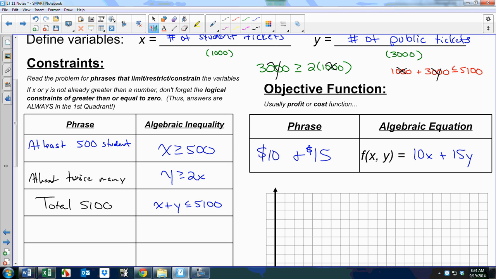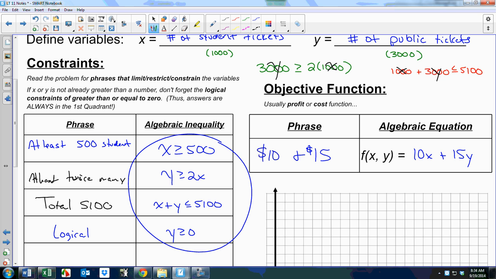Can you sell a negative number of tickets? No. Well, let's think. X is bigger than 0. Isn't there already an inequality on the table that talks about X being bigger than 0? It already says X is bigger than 500. We don't need X is greater than or equal to 0. But it doesn't say anything about Y being greater than or equal to 0, so we will need the logical Y is greater than or equal to 0.